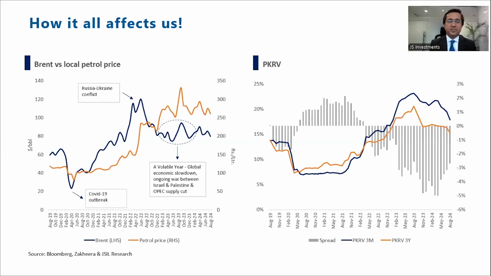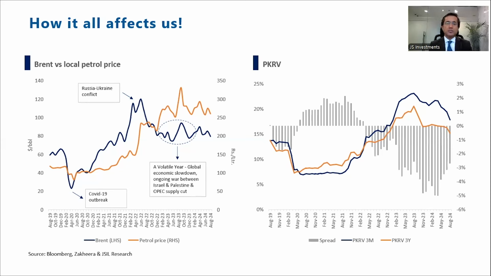So let's first try to analyze how it all affects us when we talk about global markets. As you can see, I have presented 2 graphs. On the left-hand side, you could see the international oil prices with the local petrol price. And on the right-hand side, I have plotted interest rates. The blue line is the short-term rate and the orange line is the 3-year rate, whereas the bars in this chart reflect the spread of the 3-year rate over the 3-month rate. And as you could see, it's been negative for quite a while.